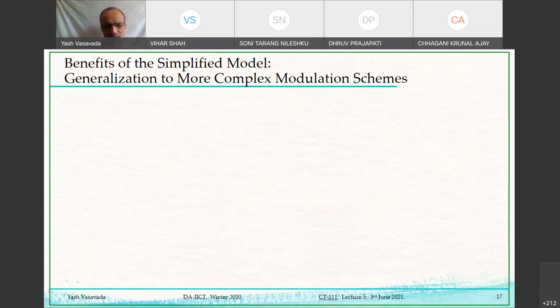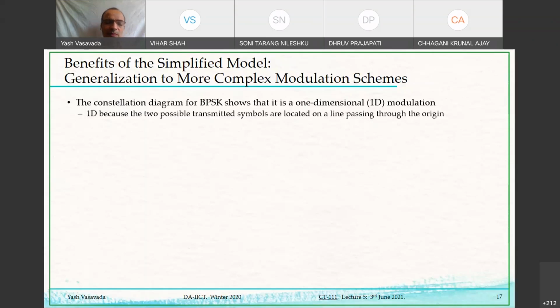BPSK is very good. It's very simple. It's a very easy to understand modulation scheme. But in today's systems, when there is a demand for higher and higher data rates, there is a need for going above and beyond BPSK. So that is what we are going to look at.